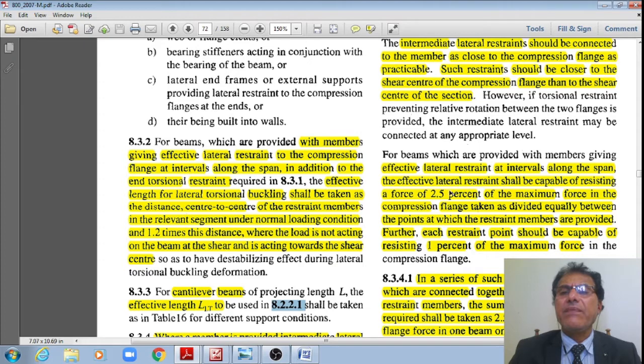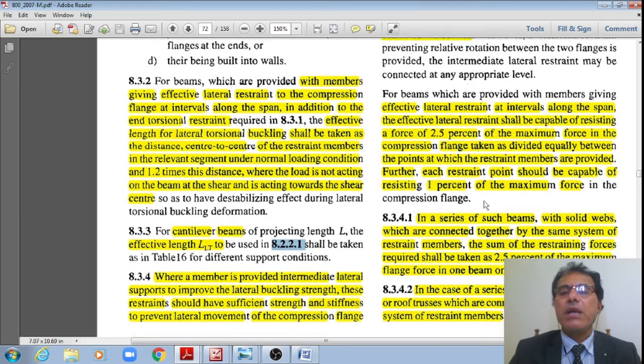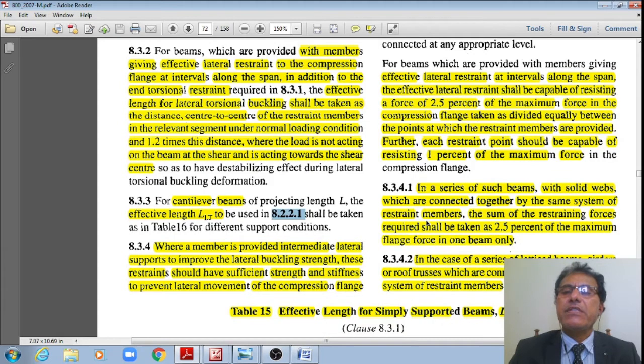And also for the beams which are provided with members giving effective lateral restraint at intervals along the span, the effective lateral restraint shall be capable of resisting a force of 2.5% of the maximum force in the compression plane, taken as divided equally between the points at which the restraint member is provided. However, each restraint point should be capable of resisting 1% of the maximum force in the compression plane. If you are providing a series of such beams with solid webs which are connected together by the same system of restraint members, the sum of the restraining forces required shall be taken as 2.5% of the maximum force in one beam only.